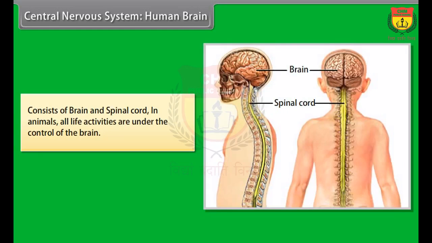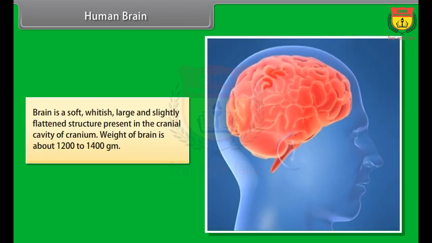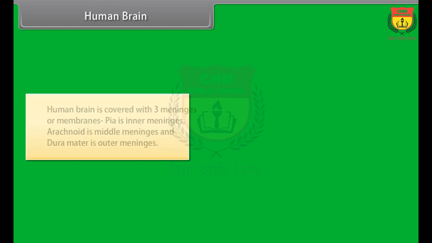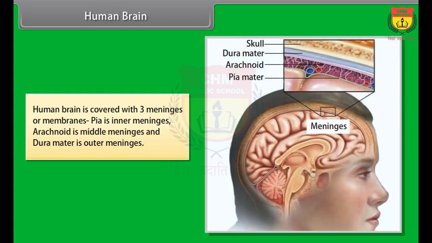Central nervous system, human brain. It consists of the brain and spinal cord in animals. All life activities are under the control of the brain. Human brain. The brain is a soft, whitish, large and slightly flattened structure present in the cranial cavity of the cranium. The weight of the brain is about 1200 to 1400 gram. The human brain is covered with three meninges or membranes.